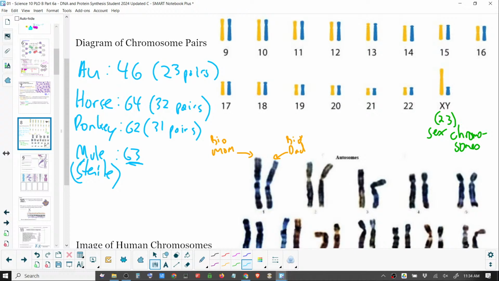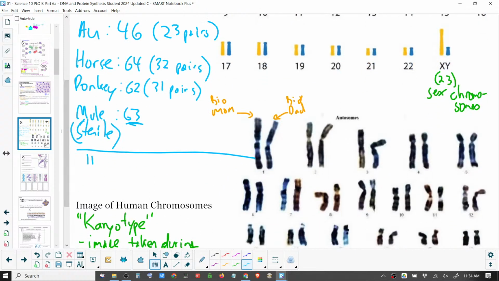Wait, Mr. Neufeld? Yeah? So, if a human, which is 46, has offspring with an animal that's 48? So let's do that. A human has 46. A chimp has 48. And there is a famous chimp, I think it was known as Charlie. Charlie, if I remember the name right, I could be wrong, was at a zoo.